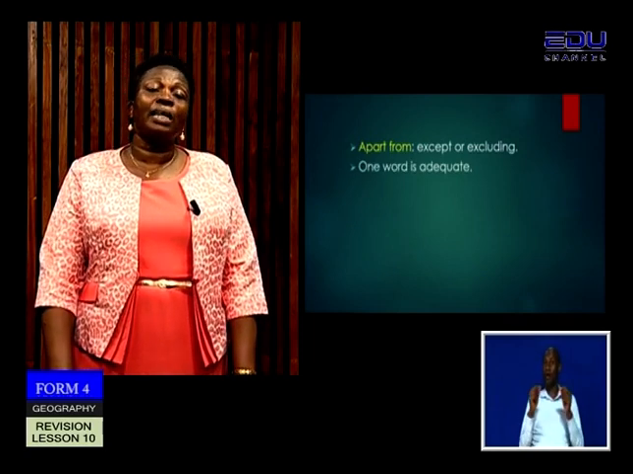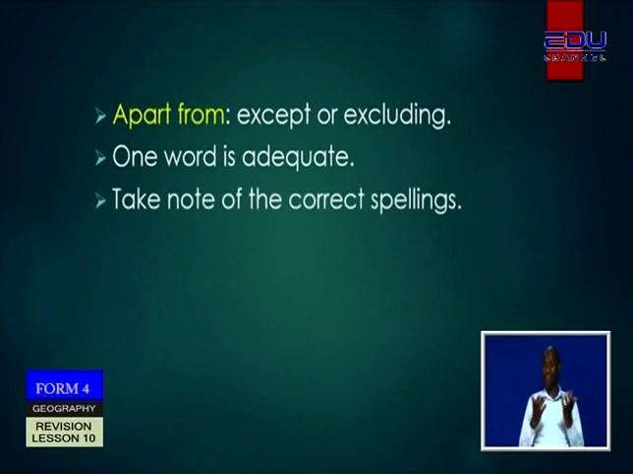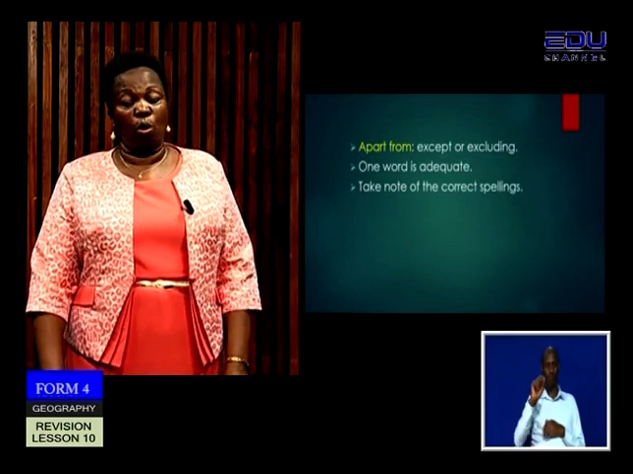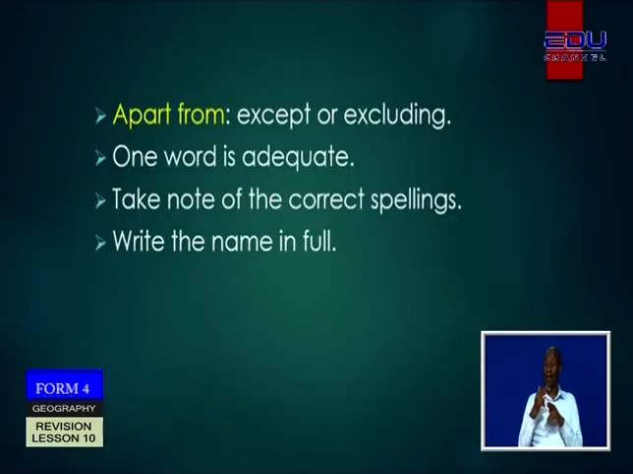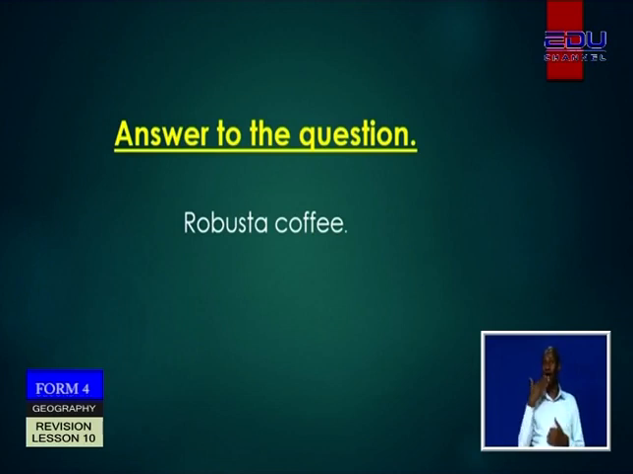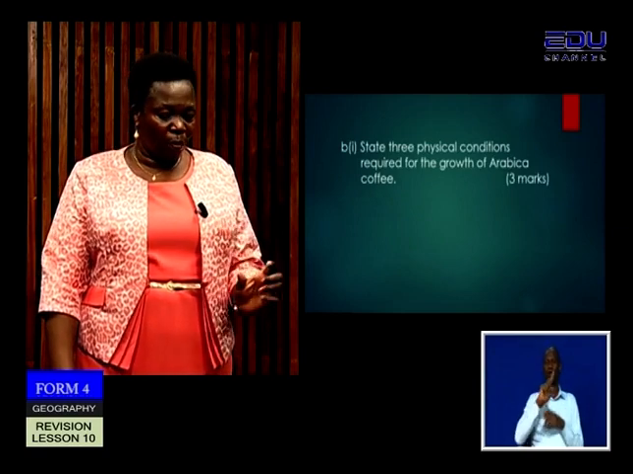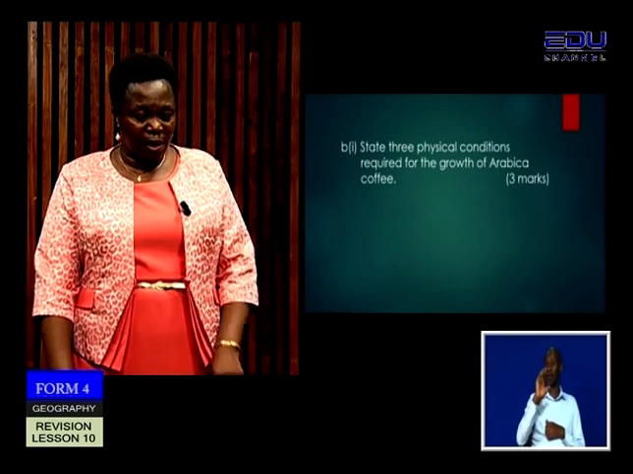One word is adequate for such a question. Now, the answer, you have to take note of the correct spellings, because if you do not get the spellings, then you are not going to score in terms of such a question. Also, write the name in full. Make sure that you write the name in full. Now, the answer to this question is Robusta coffee. So in Kenya, we have Arabica coffee and Robusta coffee. But the question was asking you apart from, which means you are not supposed to have answered Arabica coffee. It was just Robusta coffee.